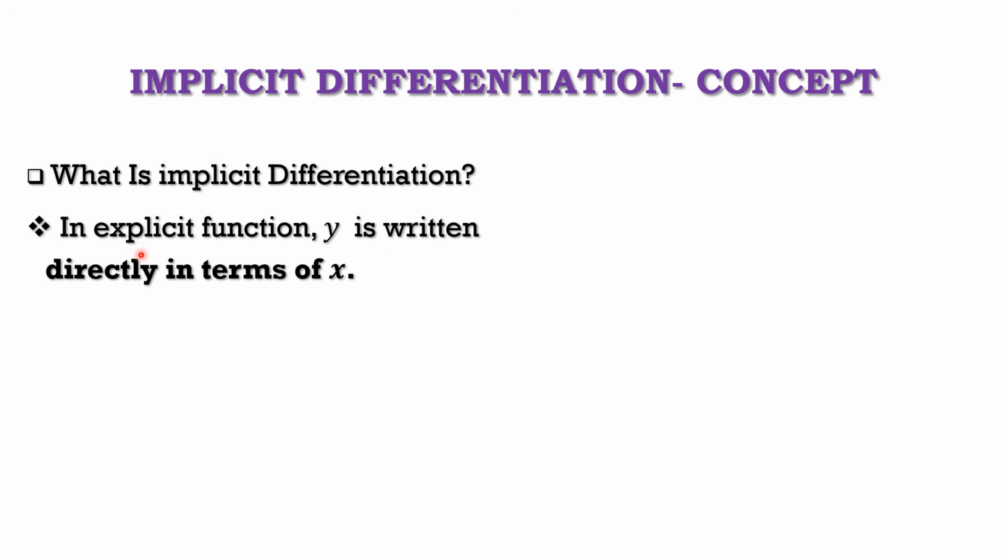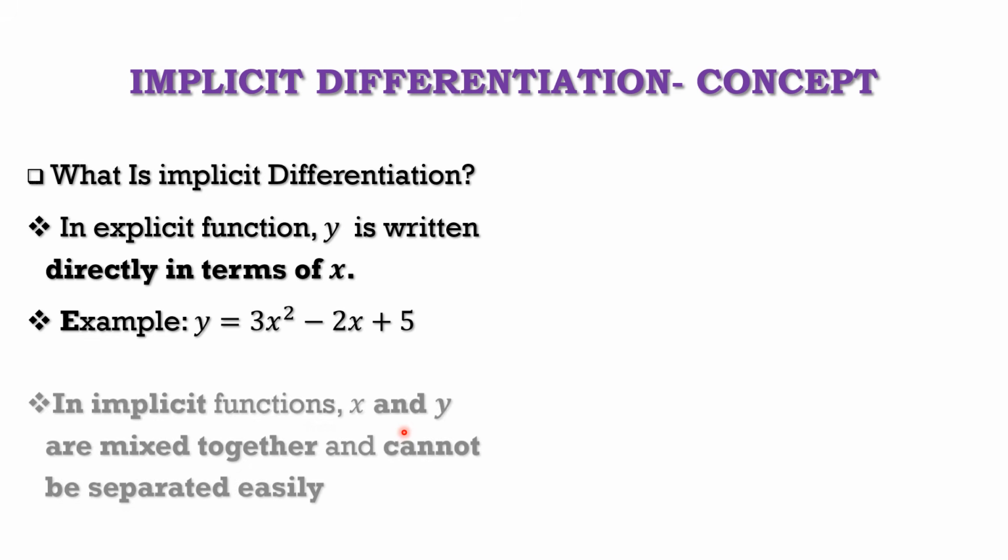In an explicit function, y is written directly in terms of x. So when we say a function is explicit, it means that y is directly written in terms of x. y has been made the subject. Now, an example of an explicit function is what we see here: y equals 3x squared minus 2x plus 5.